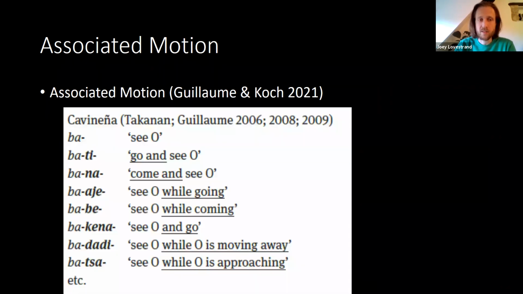One example of that is this example of associated motion morphology in Cavineña in South America, taken from Antoine Guillaume's work. We have a verb root ba, meaning see, and there are certain kinds of suffixes that can be attached to this word, adding motion to it. So if you add the suffix t, it would mean go and see, or expressing motion before the event of seeing, or now would mean come and see, also expressing motion, but in a different direction before seeing.